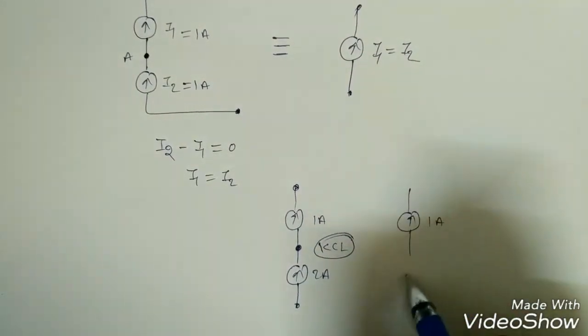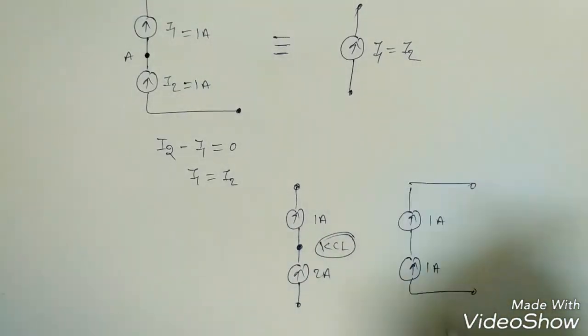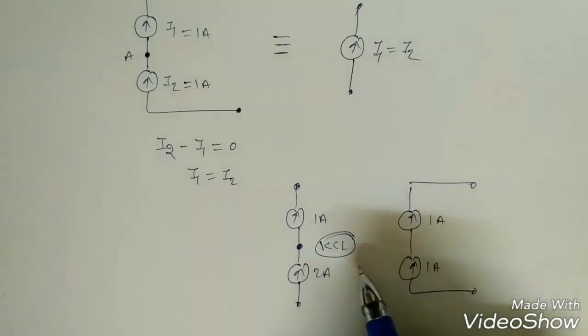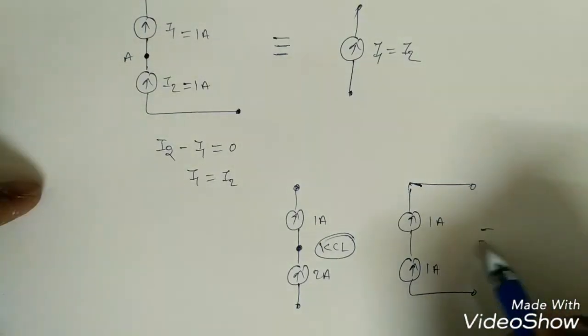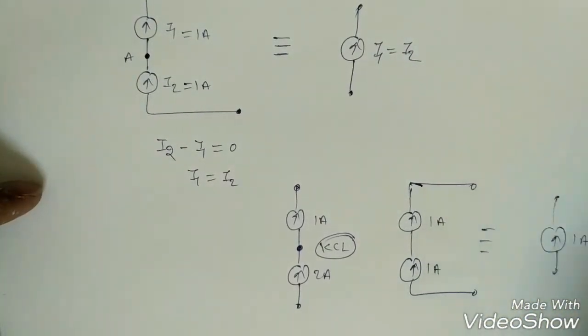Only this is the correct way. This is 1 ampere means the 1 ampere should come here also, right? In series, the current is the same. That is the final conclusion. So in parallel, voltages are the same, and the dual of that is that in series the current will be the same, right? So it can be replaced by simply a 1 ampere current source, right?